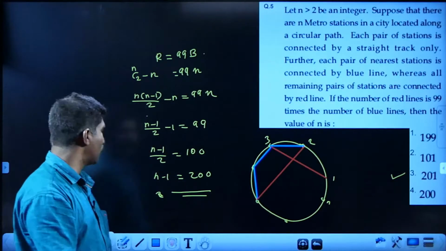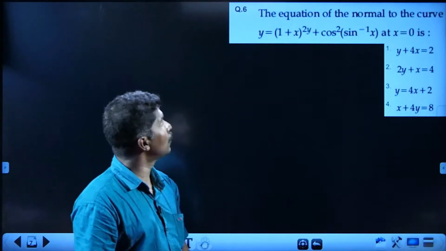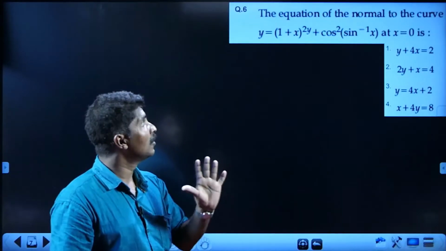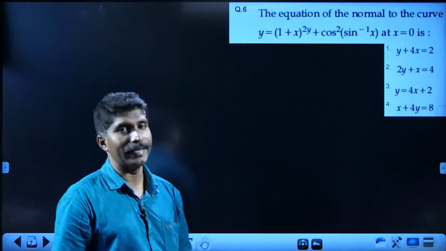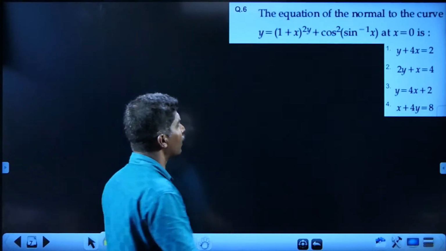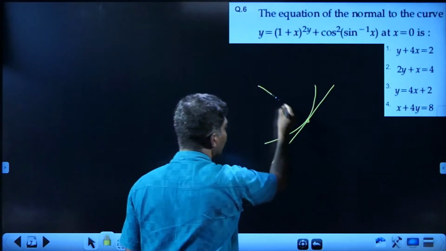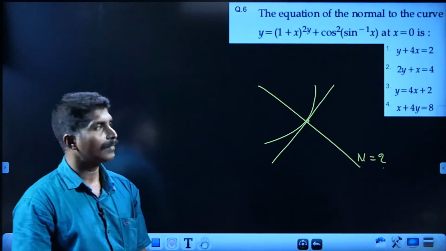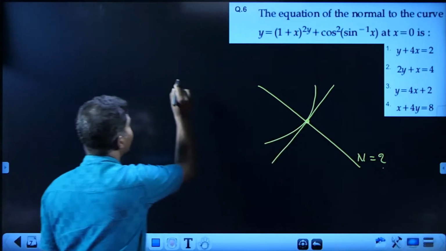So, we shall go to the next problem. The equation of the normal to the curve y is equal to (1 plus x) whole raised to 2y plus cos square of sine inverse of x at x is equal to 0 is. What you have to calculate is the equation of the normal to the curve. Suppose that there is a curve like this, there is a tangent also, and you need the equation of the normal. This normal is what we need. And first of all, you will find the point. What is the point here? This point at x equal to 0.